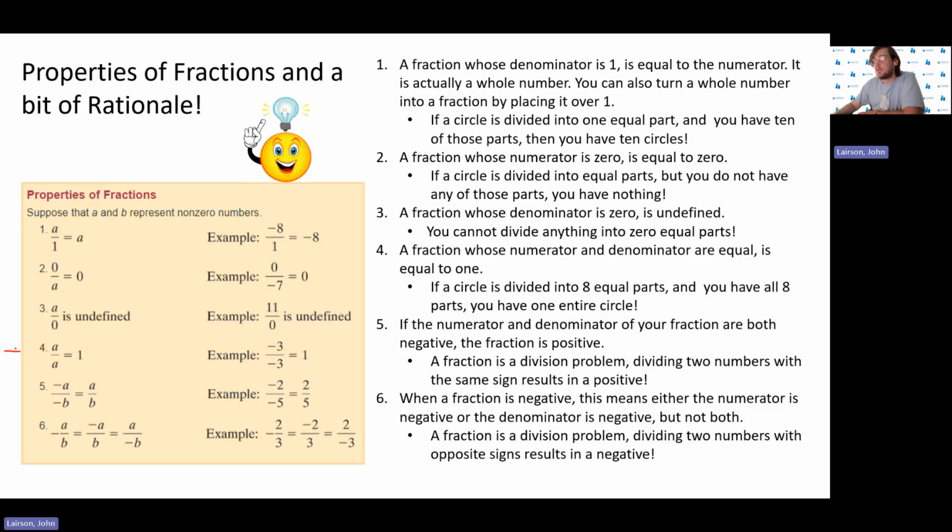A over A is 1, number 4 here. Anything over itself is 1. So 5 over 5 is 1. You can remember that fractions are division. So 5 over 5 is the same thing as 5 divided by 5. So that's 1, right? Anything divided by itself is always 1. 1/2 divided by 1/2, even two fractions divided by the same thing, is always 1. So anything over itself is 1.